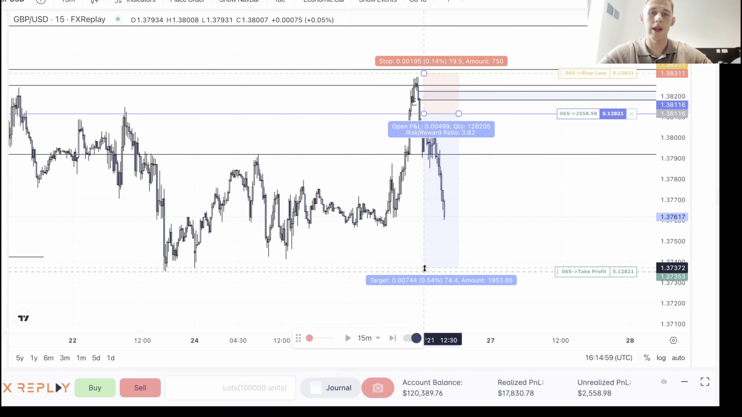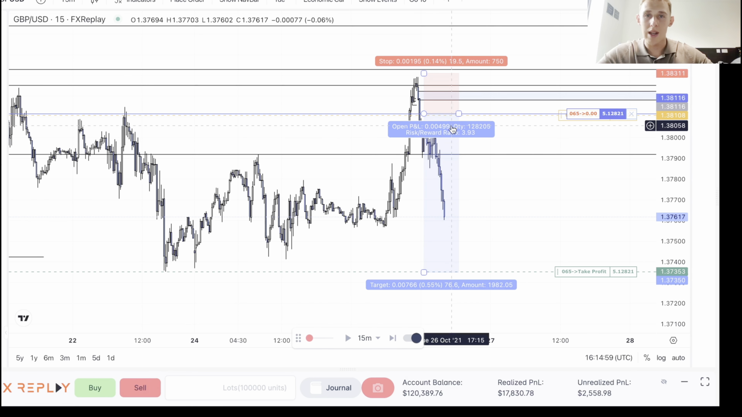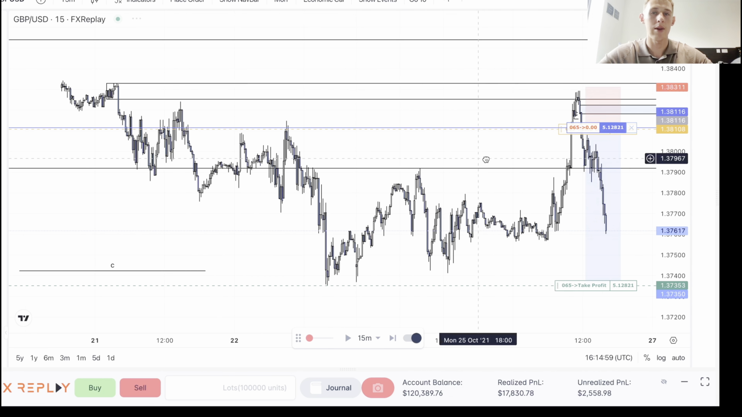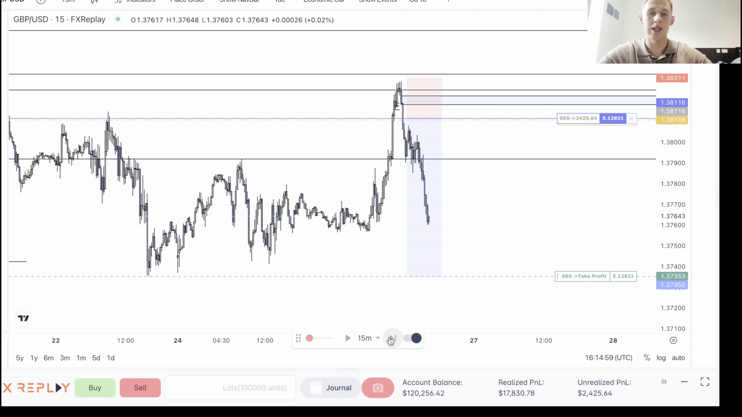Okay, so there we go. We can now make it break even and let the rest of the trade run. As we can see as well, price never pulled back into that zone. So entering on the breakout in this case was a good choice because we didn't miss out on the trade.